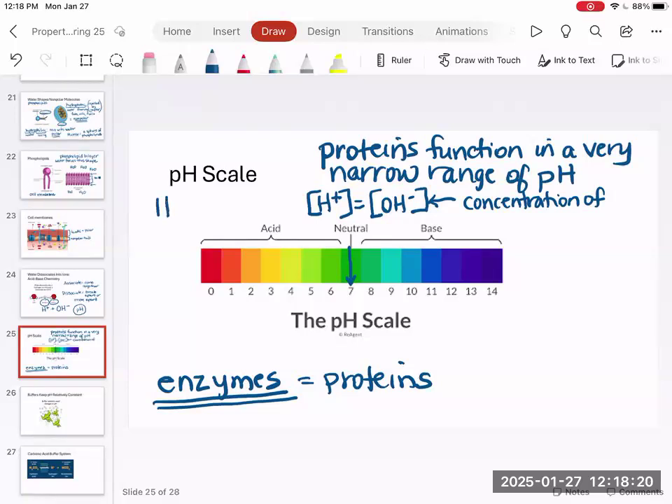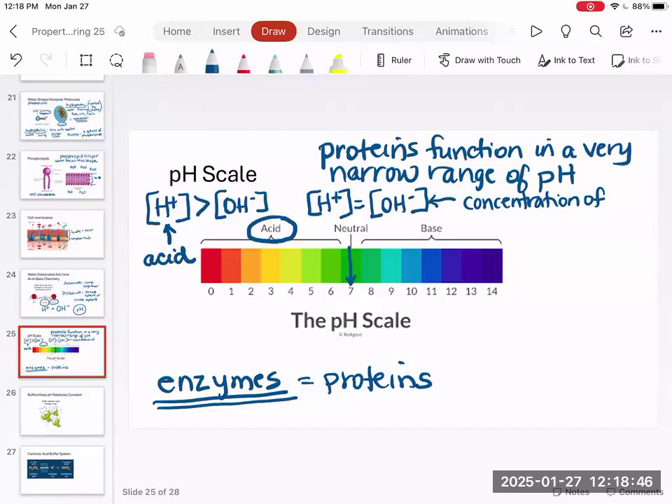If the hydrogen ion concentration gets greater than the hydroxide ion concentration, we're going to shift this way on the pH scale, and that is what we call an acid. And this in particular is what makes something an acid, the concentration of hydrogen ions. So if that is greater than the concentration of hydroxide ions in a solution, then that solution is now an acid.